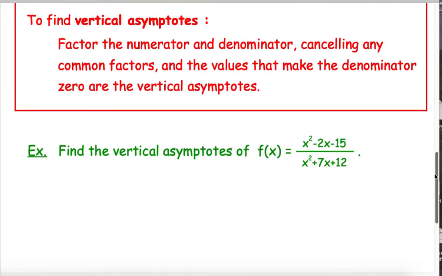Let's find the vertical asymptotes for this function. And here you might want to hit pause just to try and factor and cancel yourself. All right, in the numerator, it's going to be an x minus 5, x plus 3.